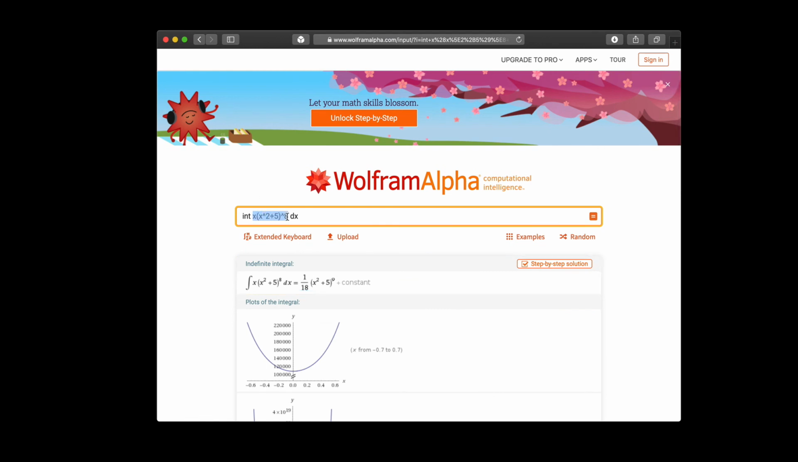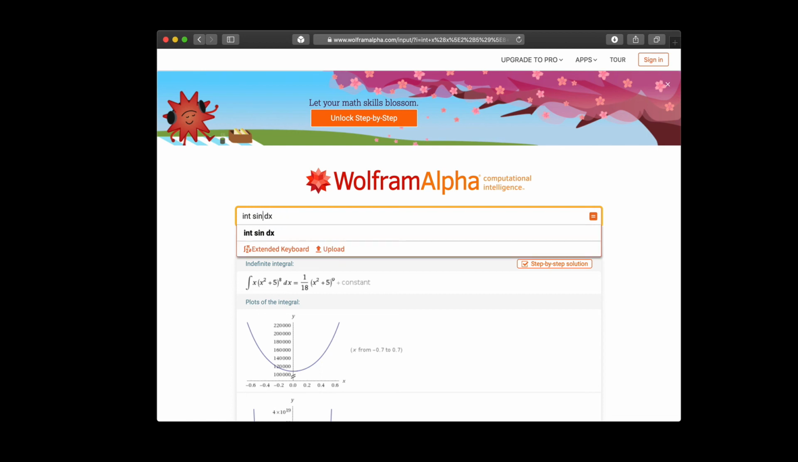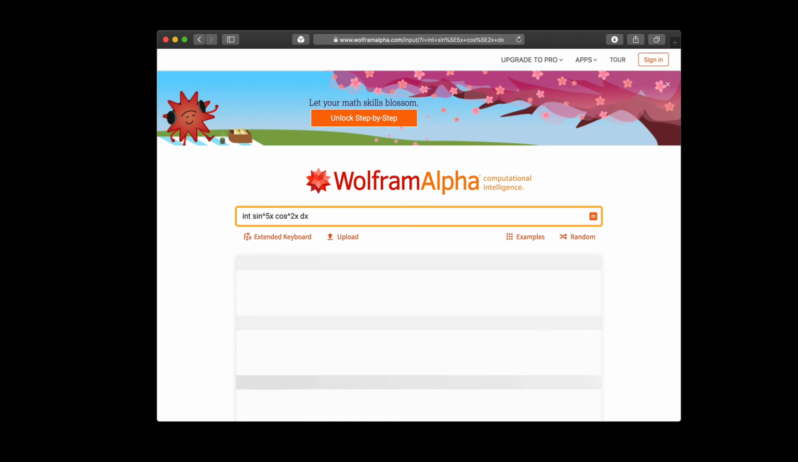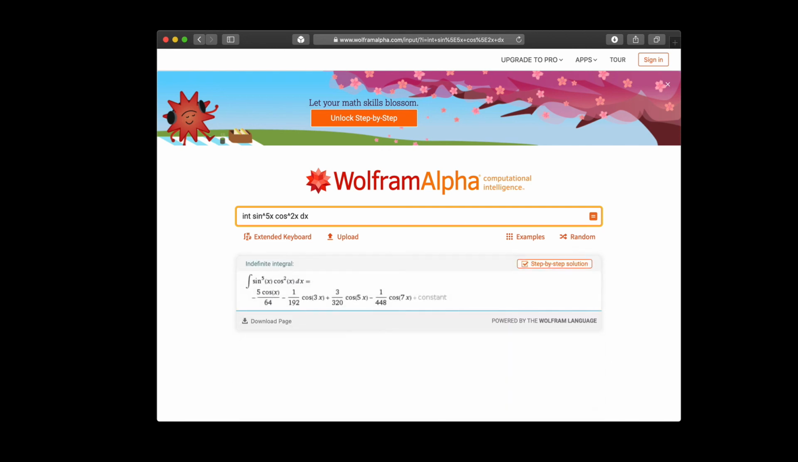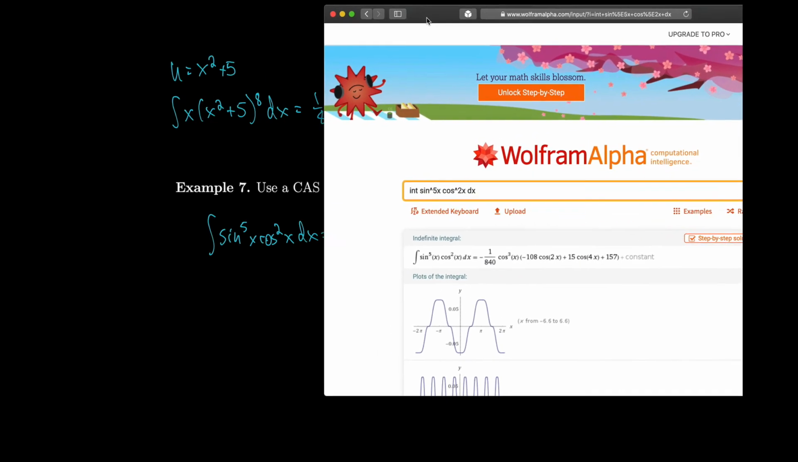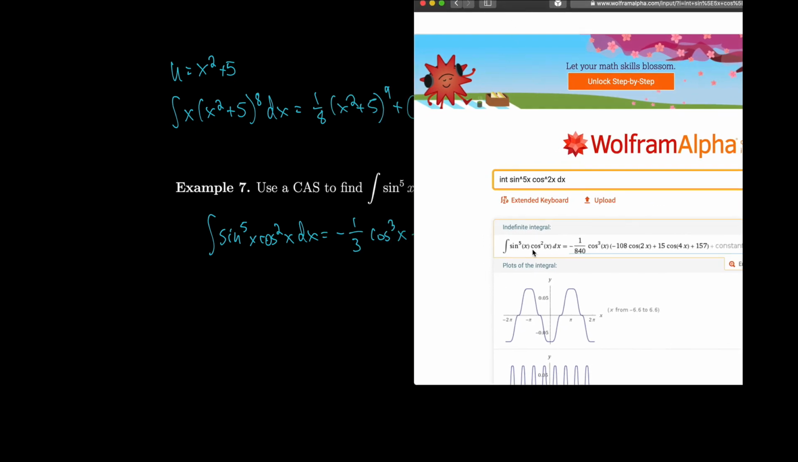So we do sine to the fifth and cosine to the second. And it looks very different. We have a cosine cubed, but we have a cosine 2x, cosine 4x. So let's pull this up.